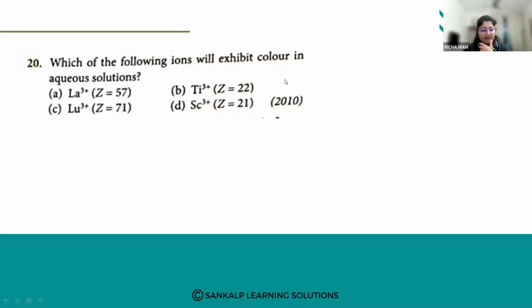What is the criteria to show the color? It should have at least one unpaired electron, right? So you have to follow that particular rule here. Yes, Sri Varuni has answered. For the transition metal to exhibit color, at least one unpaired electron should be present. Whenever ions have an unpaired electron, they will exhibit color. Now when we see titanium +3, write the electronic configuration for titanium and just see.